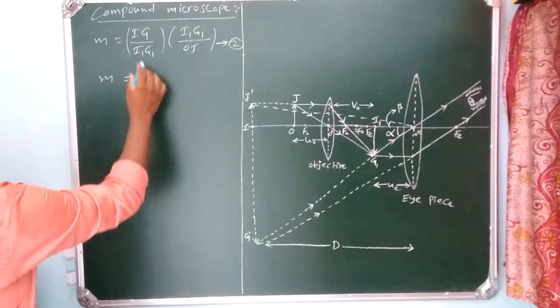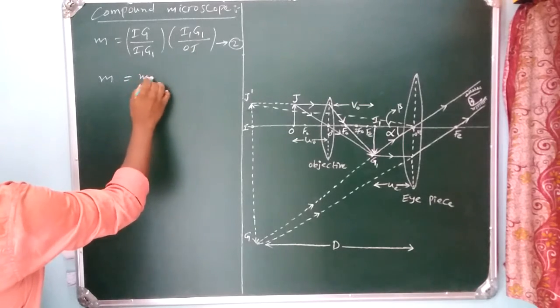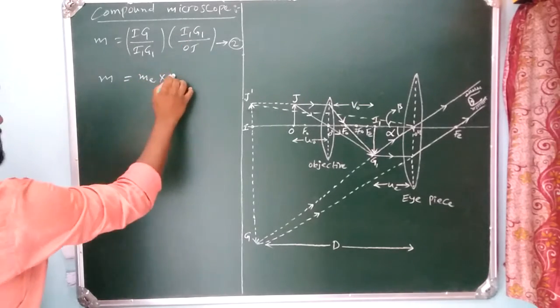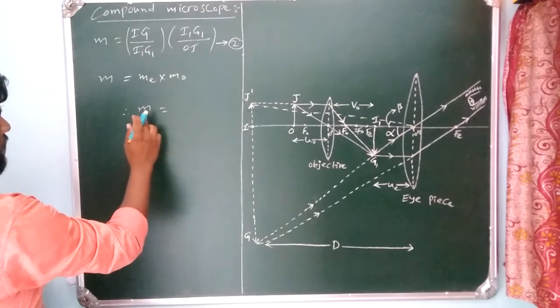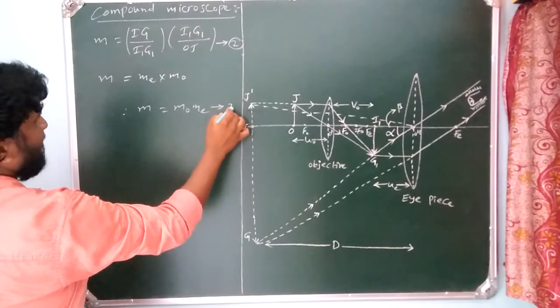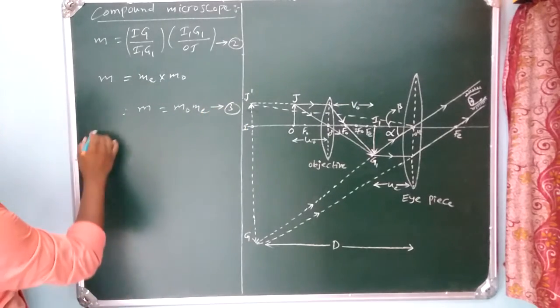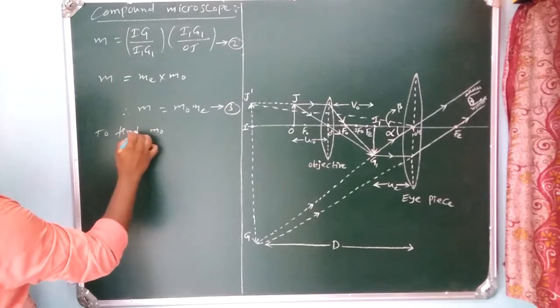Therefore, we are getting I_g by I1G1, which means m_e here. This is m_e into I1G1 by OJ, which means m naught. Therefore, the magnifying power of the compound microscope can be written as m equal to m naught into m_e. Let us consider this the third equation. Now we are going to find m naught first.